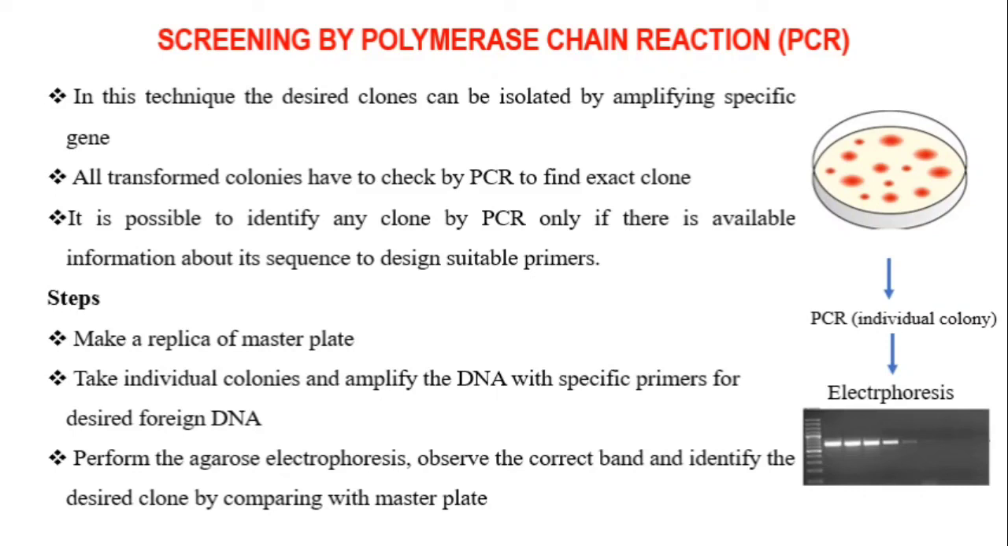For this PCR screening, first, this is the transformed plate. We have to take individual colonies, and using our specific primers against our target DNA, we will amplify the individual colonies separately, and then we will undergo agarose electrophoresis.